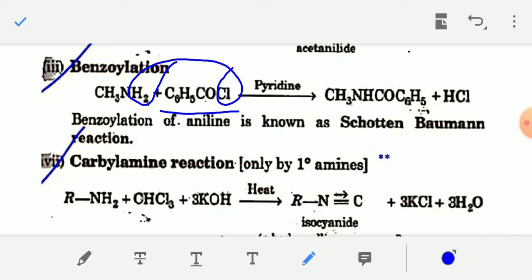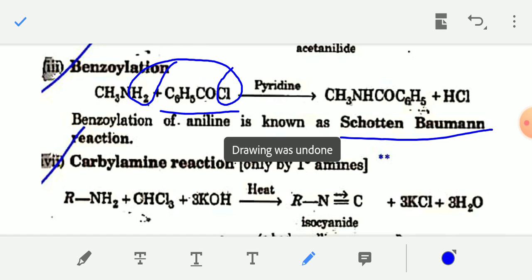The benzylation of aniline is known as the Schotten-Baumann reaction. If the amine is aniline, that is C6H5NH2, when aniline reacts with benzoyl chloride, C6H5COCl, then the product will be C6H5NHCOC6H5, and this reaction is known as the Schotten-Baumann reaction, benzylation of aniline. Just remove one HCl molecule and join the remaining part.